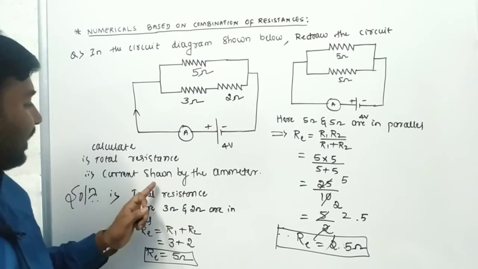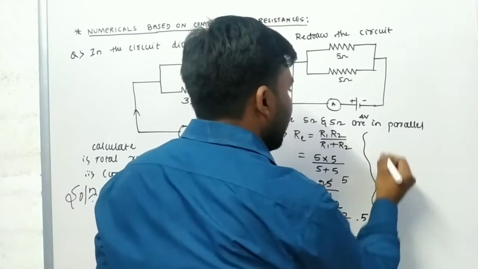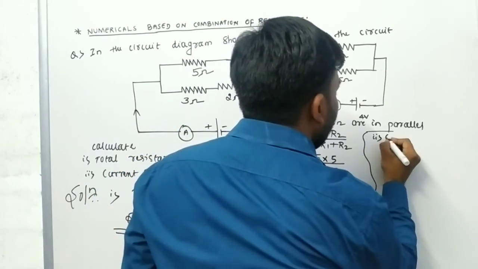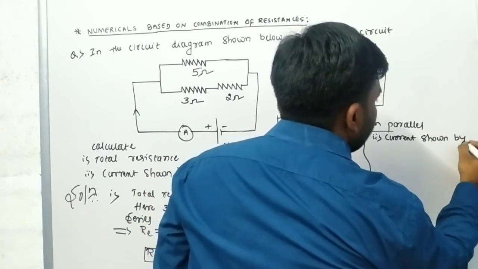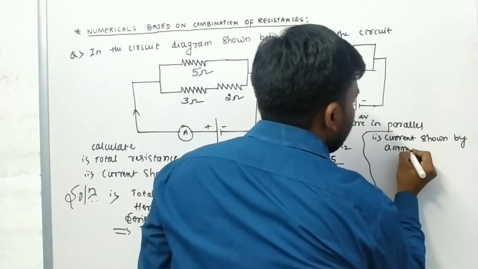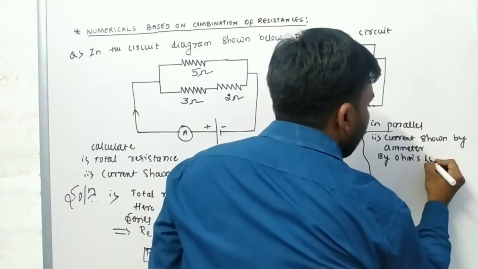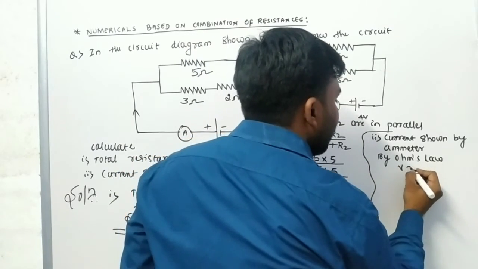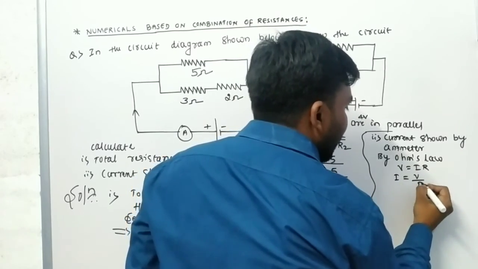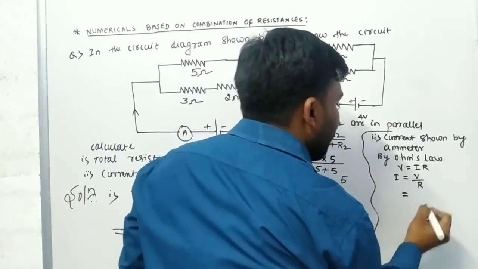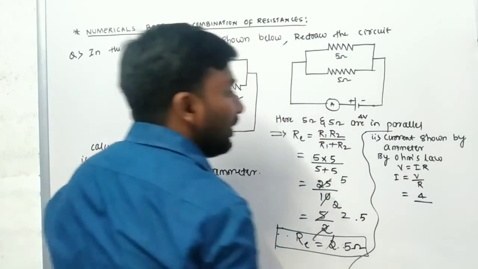Now, second one, current shown by the ammeter. By Ohm's law, we have V is equal to I into R. Therefore, I is equal to V divided by R. This is equal to, what is the potential difference? It is 4 volt.